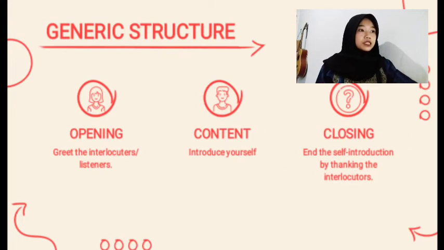Next, we have the generic structure of talking about self. That is opening, where you greet the interlocutors or listeners, and then content, where you introduce yourself, and then closing, ending the self-introduction by thanking the interlocutors.